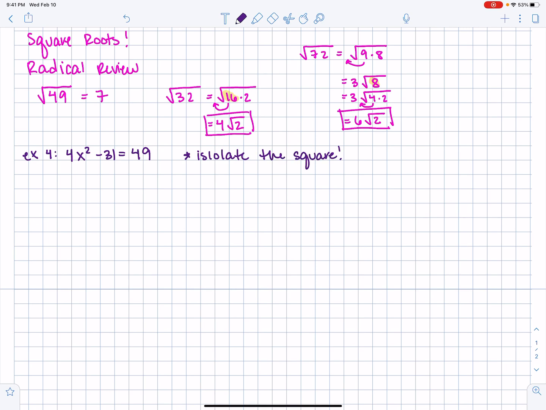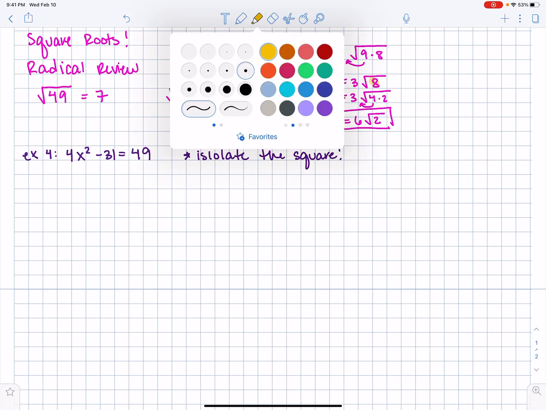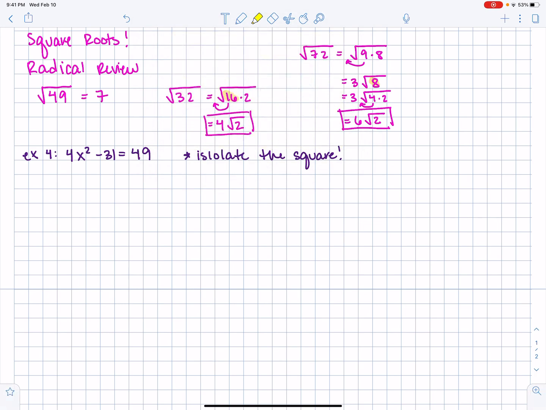Isolate the square. The number one thing I see people do is not actually isolate it. The only thing that we care about here is x squared, meaning that we have to add 31 to both sides, getting 4x squared is equal to 80.